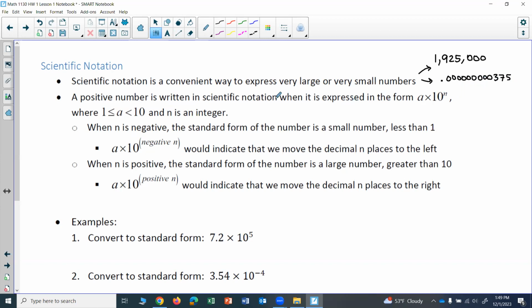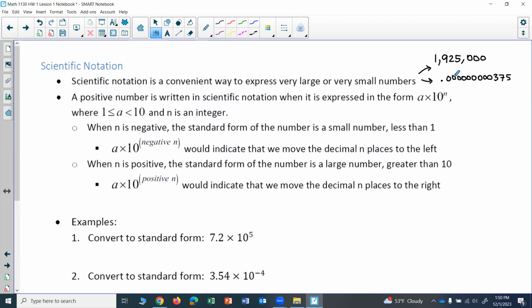A positive number is written in scientific notation when it is expressed in the form a times 10 to the n, where a is between 1 and 10, and n is an integer. Now, an integer is a whole number, but it could be a positive or a negative whole number. When n is negative, the standard form of the number is a small number, or less than 1.